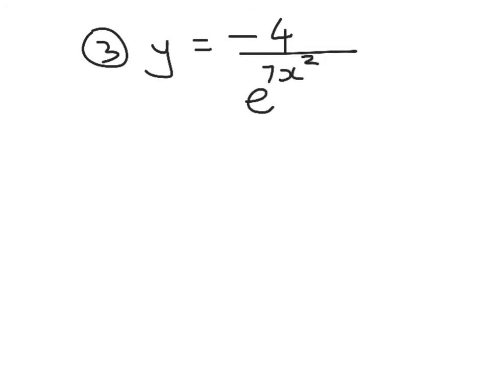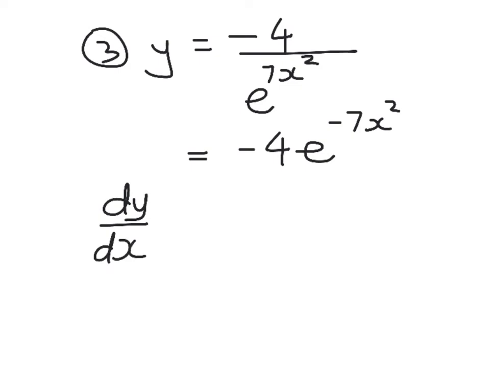Question 3 was y equals negative 4 over e to the power of 7x squared. Before we get going, let's rewrite that with a negative power: negative 4 e to the negative 7x squared. So it's a simple chain rule again. dy by dx will equal negative 4 e to the power of the inner function. Remember, that's because the derivative of e to the x is just e to the x.